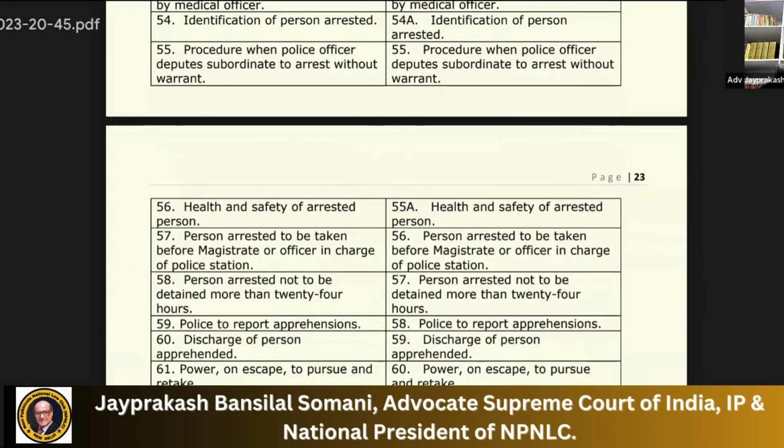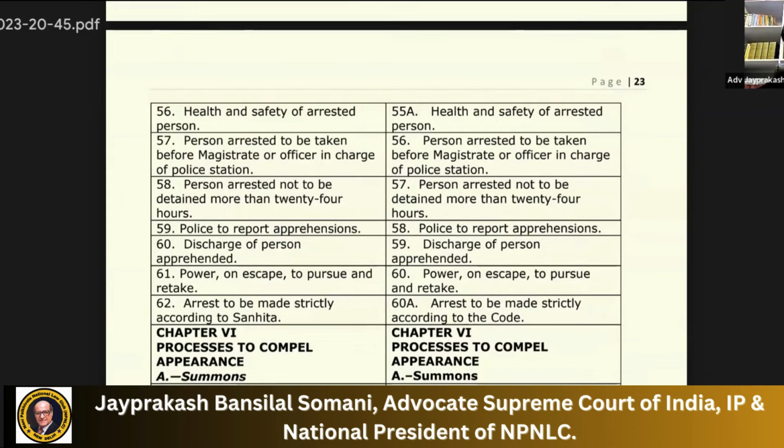Section 56 of BNSS, health and safety of arrested person. Its earlier section was CrPC 55A. Section 57 of BNSS, person arrested to be taken before magistrate or officer in charge of police station. Its earlier section was CrPC section 56. Section 58 of BNSS, person arrested not to be detained more than 24 hours. Its earlier section was 57 in CrPC.